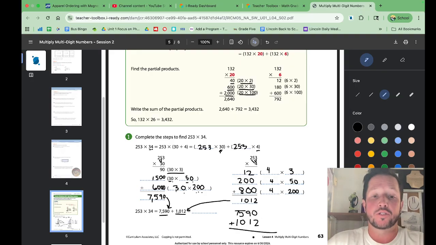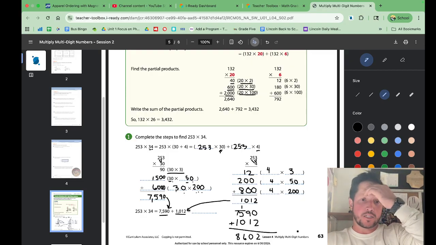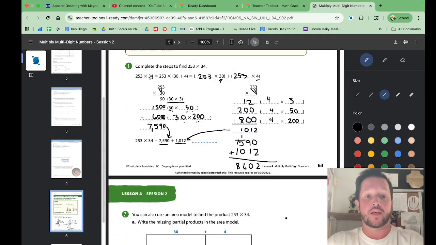And then you're just dropping down the 2 right there. When it becomes 10, you leave the 0 there and carry the 1 over. 1 plus 5 is 6. And finally, 7 plus 1 is 8. All right, and that should be good for that.